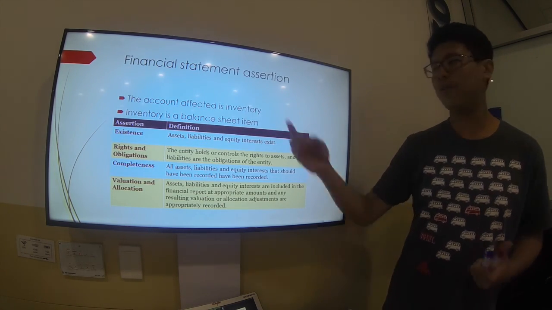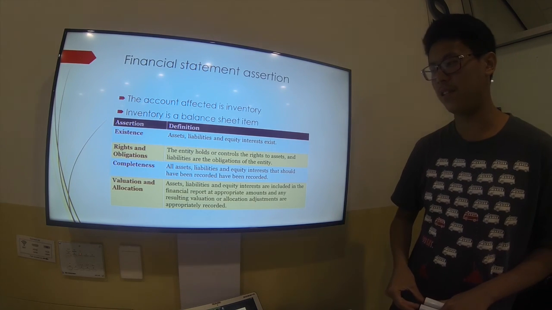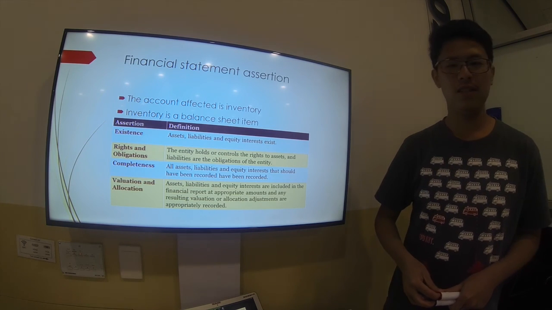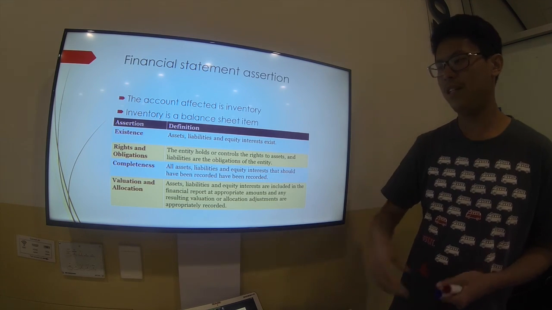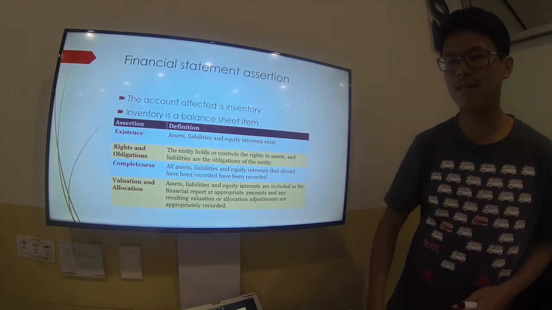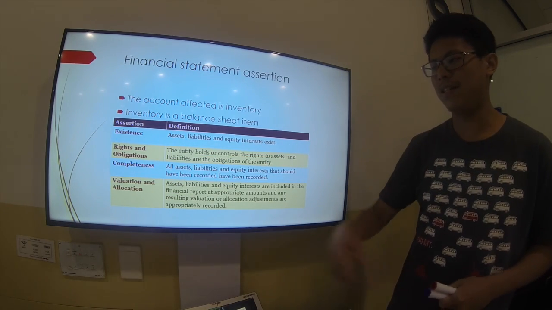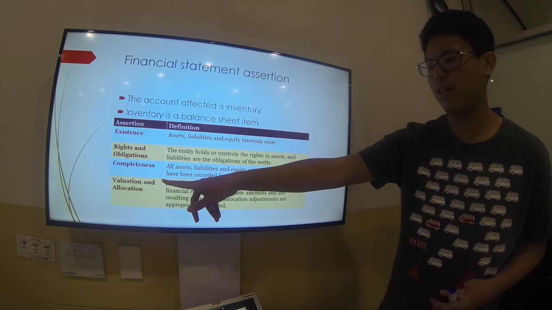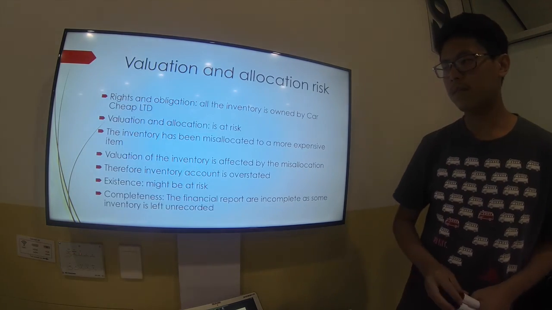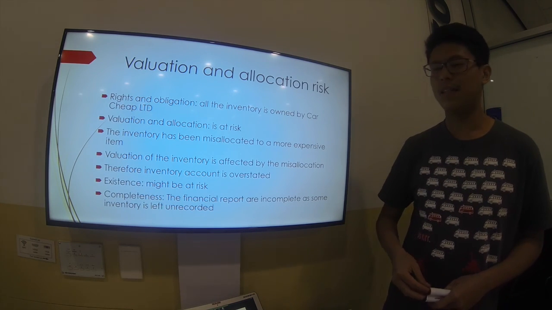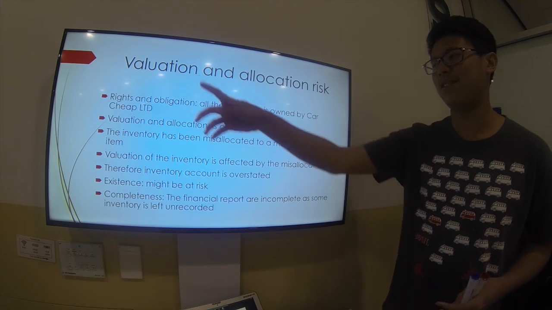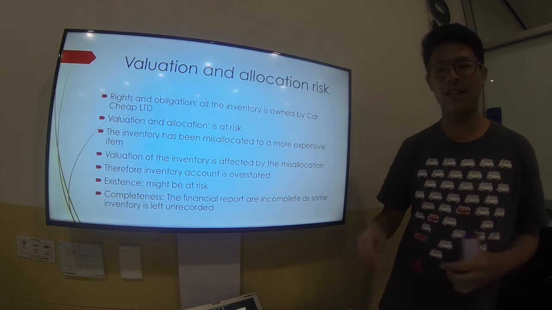Now we're going to do the financial statement assertions. First, we know that the account affected is inventory, and of course inventory is a balance sheet item. There are 4 assertions at risk for a balance sheet item: existence, rights and obligations, completeness, and valuation and allocation. As you can see from the question, you can know straight away that there is a valuation and allocation risk. But are there any other risks?